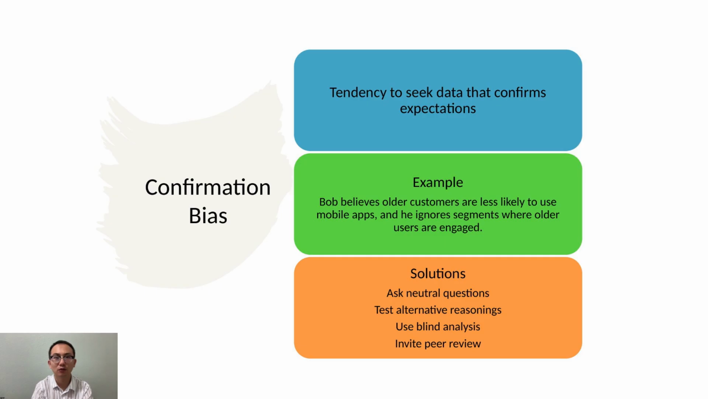Confirmation bias is when we focus on evidence that supports what we already believe and ignore or dismiss the rest. For example, a manager believes older customers are less likely to use mobile apps. When looking at the data, they only focus on evidence that supports that idea, ignoring segments where older users are actually engaged. To avoid confirmation bias, we should ask neutral, open-ended research questions, test alternative explanations, use blind analysis, which means not knowing group identities while analyzing, and invite peer review or opposing perspectives.